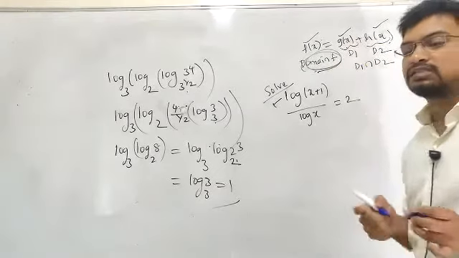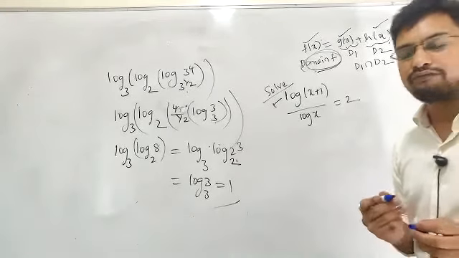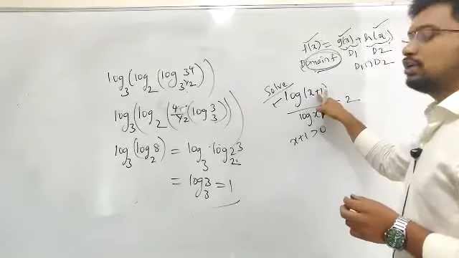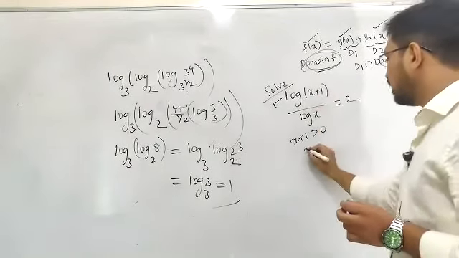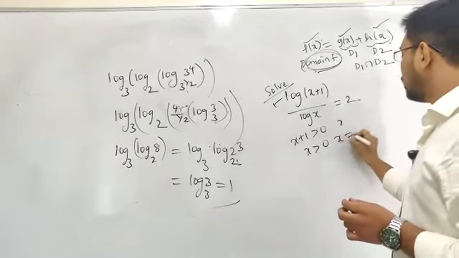Simultaneously, both must be existing. Domain is the set of all values of x for which that function is defined, right? So first here you see x plus 1 must be greater than 0. For this, x must be greater than 0 and x is not equal to 1.